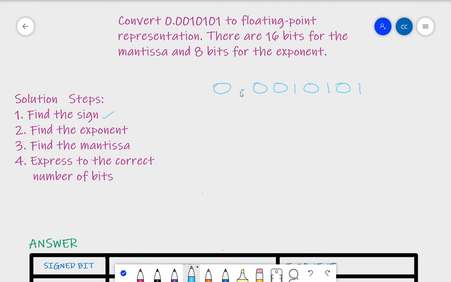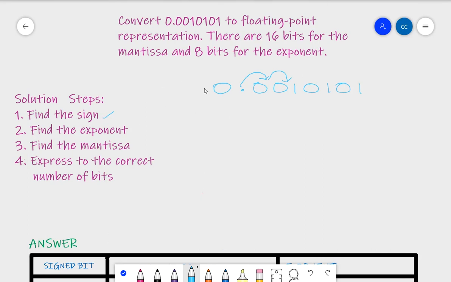Basically, we want to get rid of this. So what do we need to do? Well, we need to move this from here to here. Right, but the first thing we're doing is working out the sign.